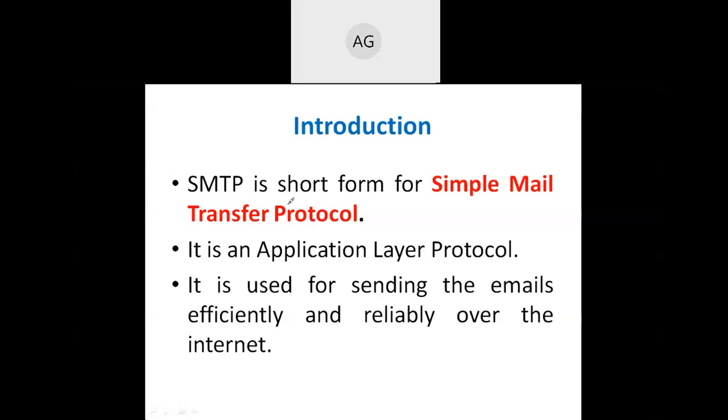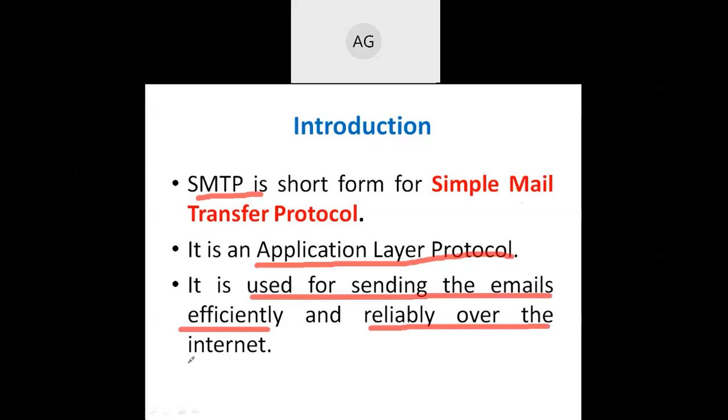So basically, SMTP is the short form of Simple Mail Transfer Protocol. It is an application layer protocol. It is used for sending the emails efficiently and reliably over the internet. So just remember that this protocol is used for sending the emails efficiently and reliably over the internet. So these are some important points related to the SMTP. So moving to the next slide.